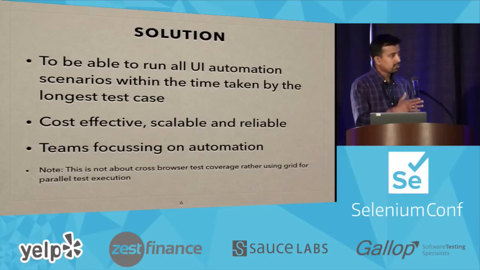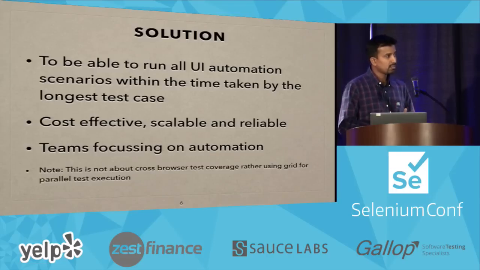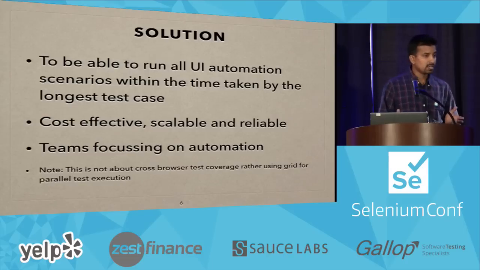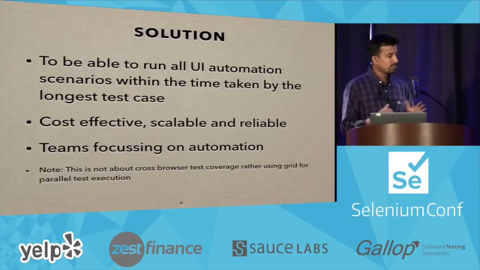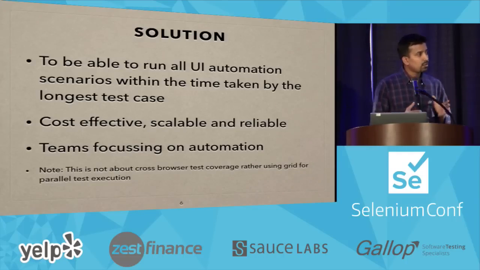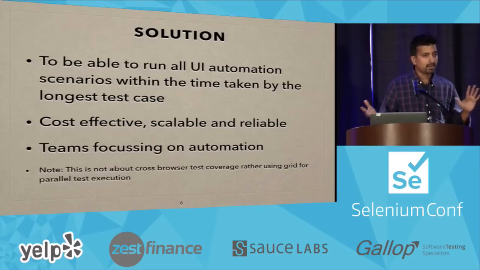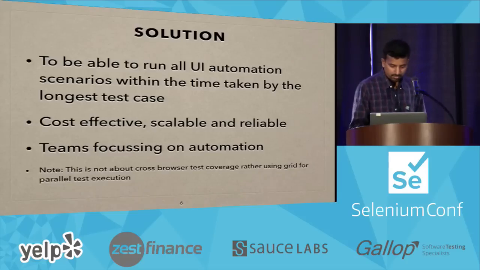The solution should be cost effective, scalable and reliable. And teams can focus on automation instead of focusing on fixing and managing their Jenkins jobs. And we don't need to have hundreds and hundreds of jobs. Just a note here, this presentation is about how you can run your tests in parallel and not about cross-browser coverage, which you can also use Grid for. Just an FYI.